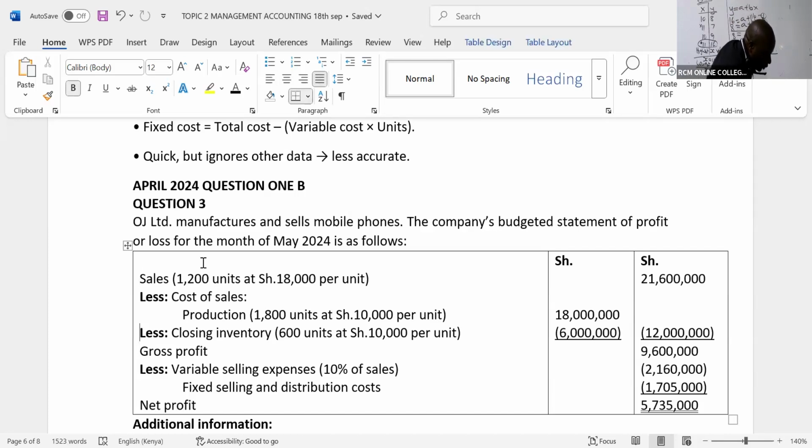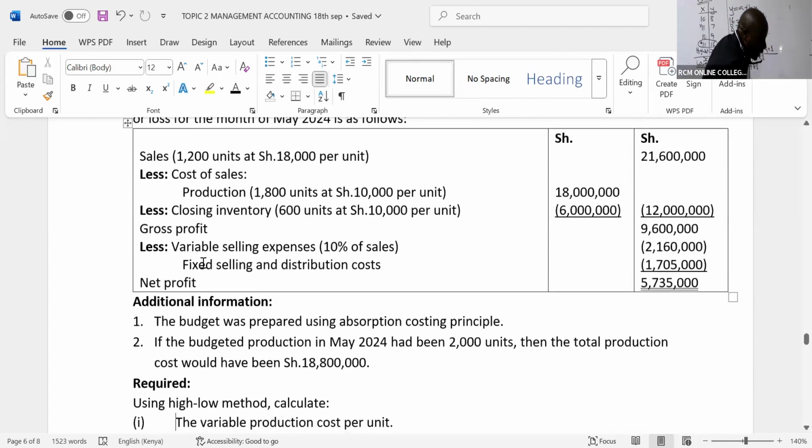Now, if you go down there, ladies and gentlemen, you'll see under additional information, the budget was prepared using absorption costing principle. That's irrelevant. They're giving you noise. They're giving information to confuse you, to just ensure that you fail. I mean, these are sadists of examiners. They will not go to heaven, right?